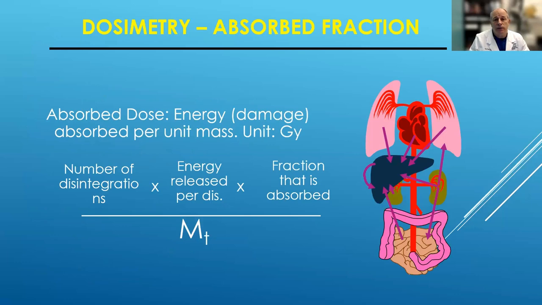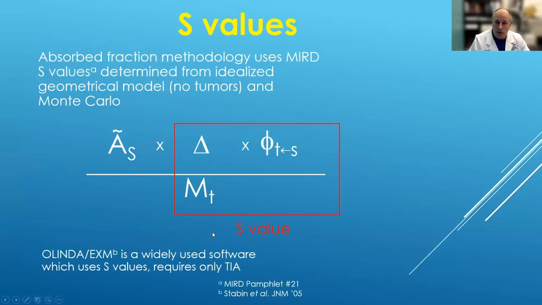So what are the two different methods for dosimetry? The absorbed fraction is based on the idea that the total dose to an organ is the sum of dose contributions from other organs. And that dose contribution from each source organ is the number of disintegrations, the energy released per disintegration, the fraction that is emitted in the source organ and ends up in the target organ, divided by the mass of the target organ.